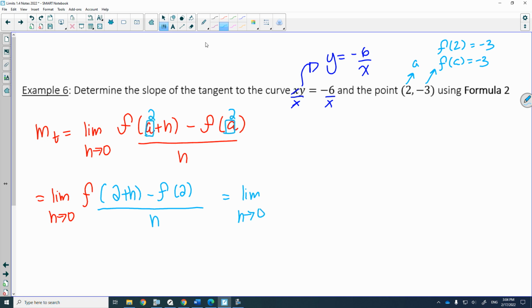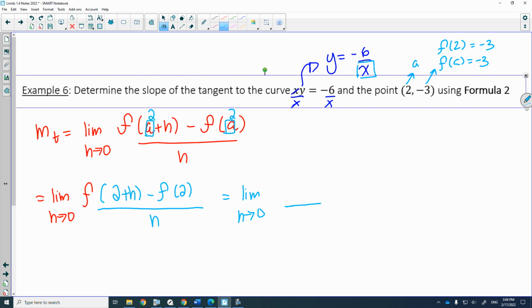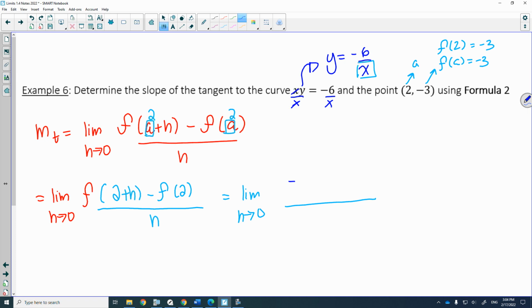we could now take this 2 plus h and input that into my given function. So if I look up here, here's my given function. Whenever you see an x, you're going to input 2 plus h. So we're going to have rationals. So I'm going to have negative 6 over x. X comes out, and 2 plus h goes in, minus the f of 2, which is negative 3. And then that is all over h.